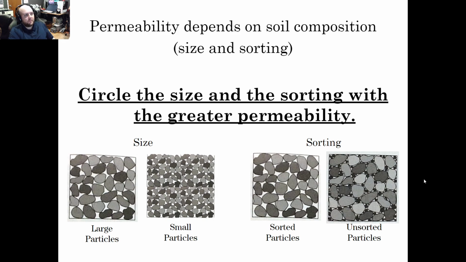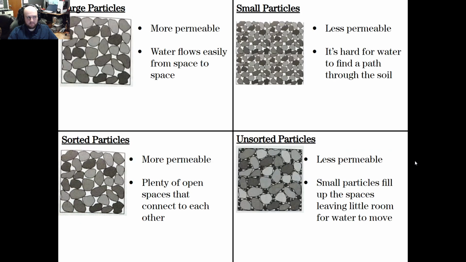So permeability depends on soil composition, size, and sorting. So write that down as well. So we have a couple different sizes here, big particles, small particles, and then we also have different sorting, well-sorted and unsorted particles. So let's talk about each of these in a little bit of detail. So you guys are going to write all of this down from this slide. It's in the middle of page 2 on your notes.